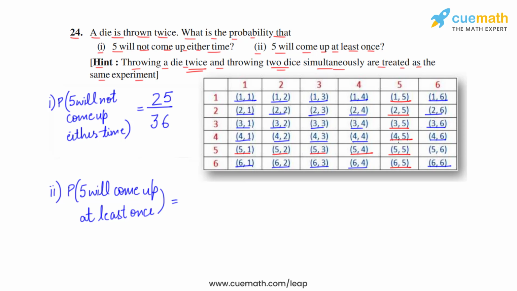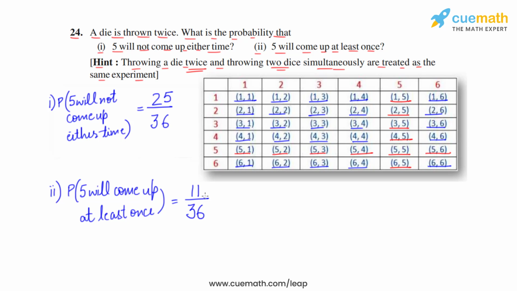So how many are there? 1, 2, 3, 4, 5, 6, 7, 8, 9, 10 and 11. So 11 favorable outcomes are there when 5 will come up. 6 are these and 5 are these. So 11 total outcomes are favorable. So 11 by total outcomes, 36.